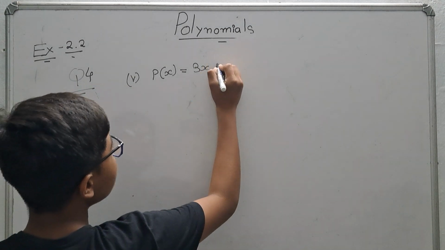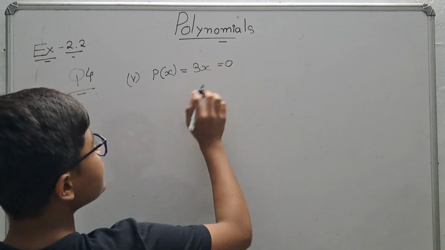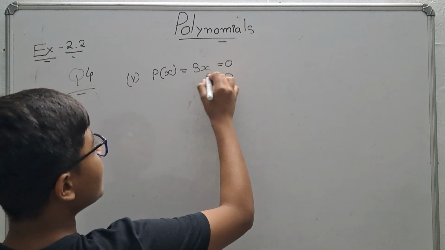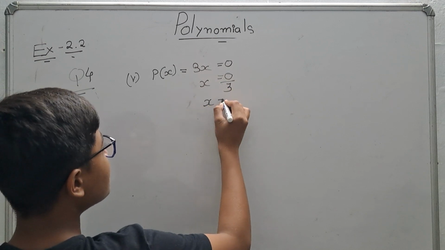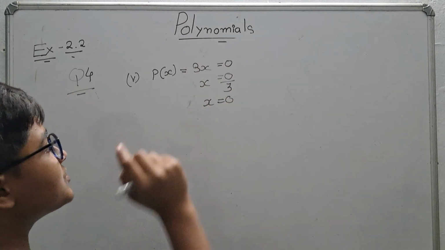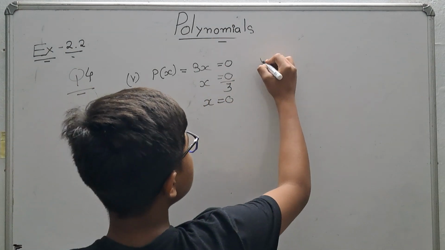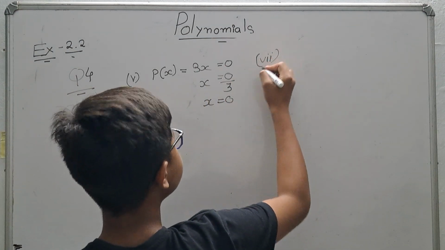So what we will do is simply put 0 equal to 3x. The 3 is in multiplication, so it will move over as a division, and x is equal to 0. We have to just put the extra 0. So let's see what is question number 7.